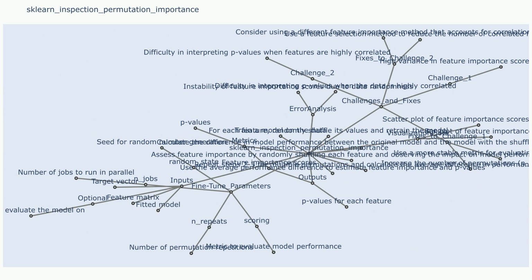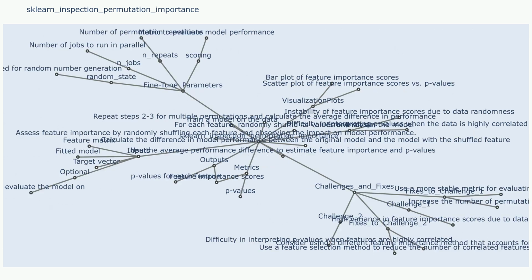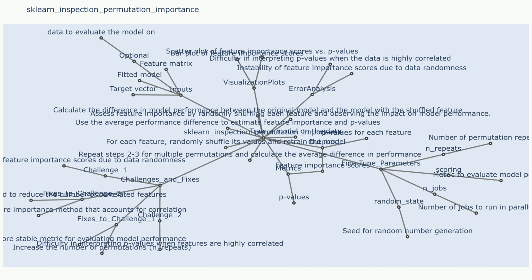Fixes to challenge 2. Feature engineering. Create new features that capture nonlinear relationships. For instance, consider adding polynomial terms or interaction terms between features. Model selection. Choose models capable of capturing nonlinear relationships, such as random forests, gradient boosting machines, or neural networks. Use of Shapley values. Explore alternative methods like Shapley values, which are more sensitive to nonlinear interactions and provide a more accurate assessment of individual feature importance.